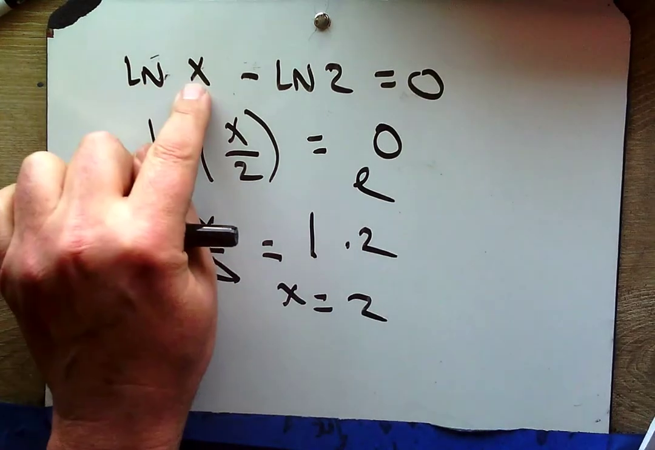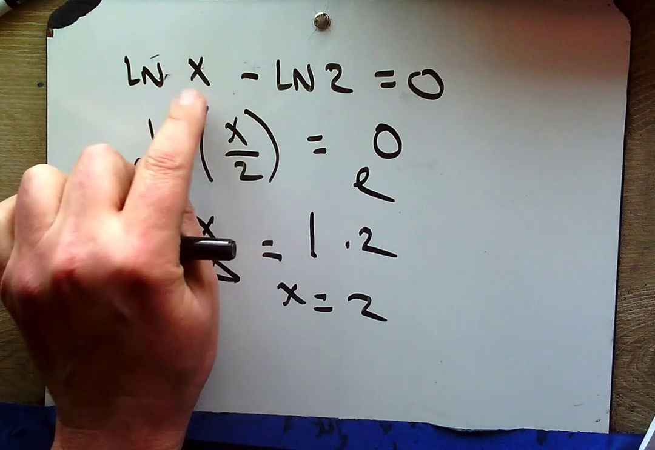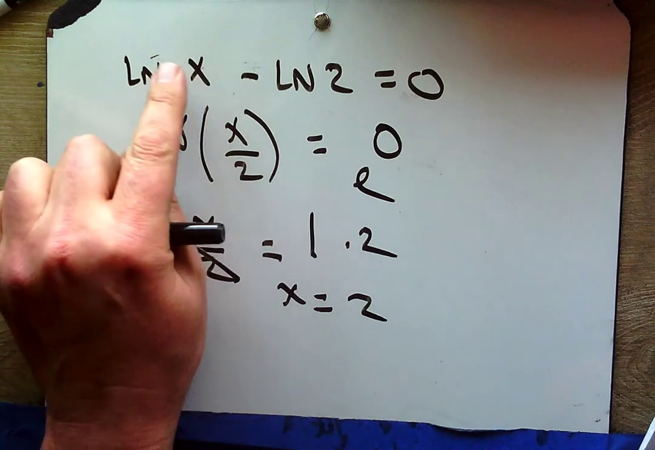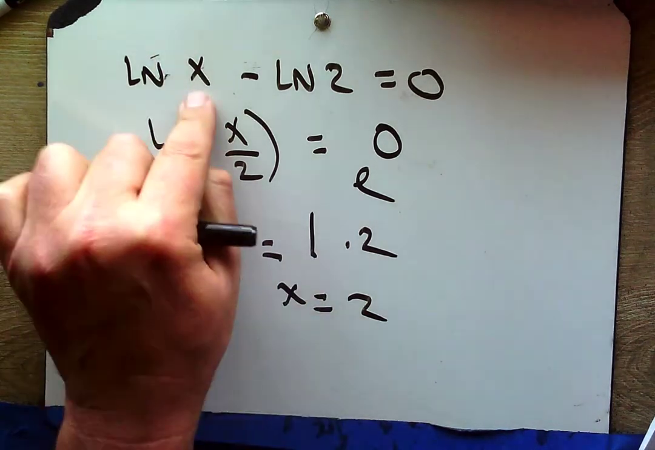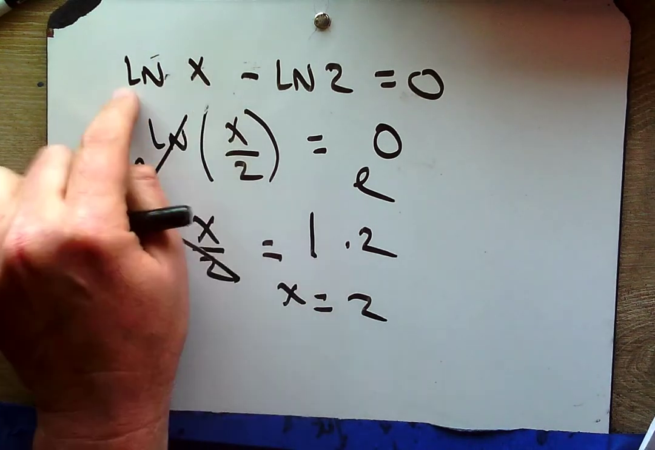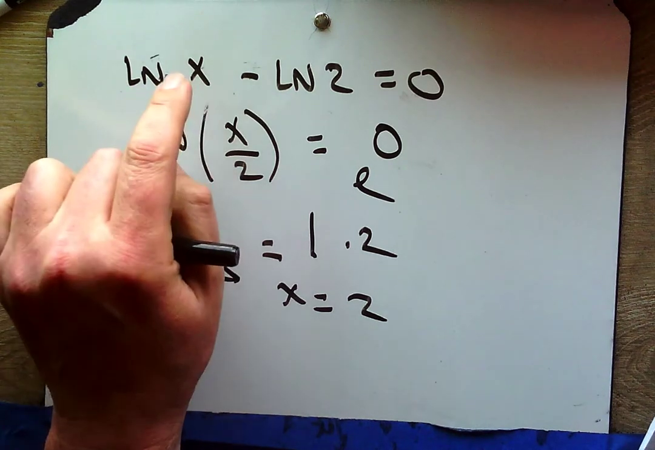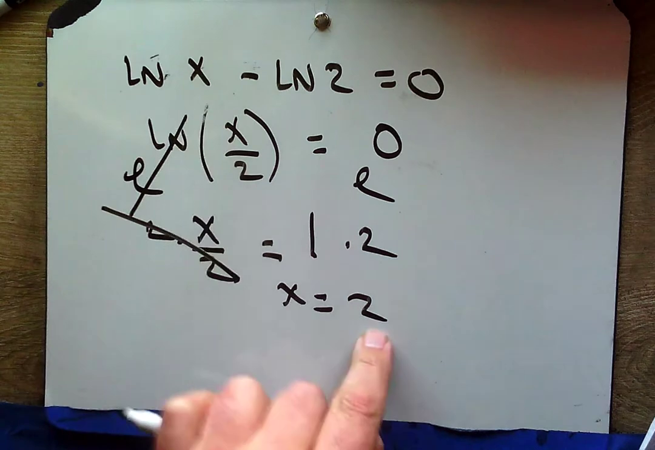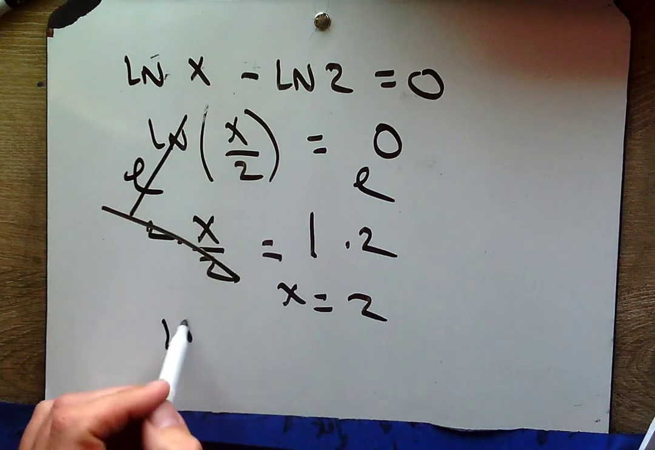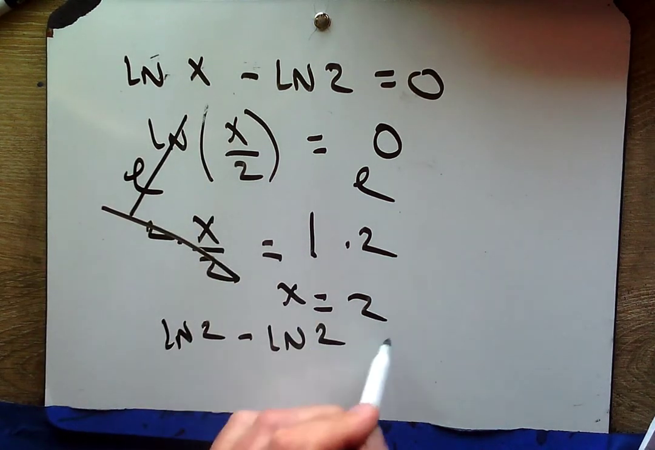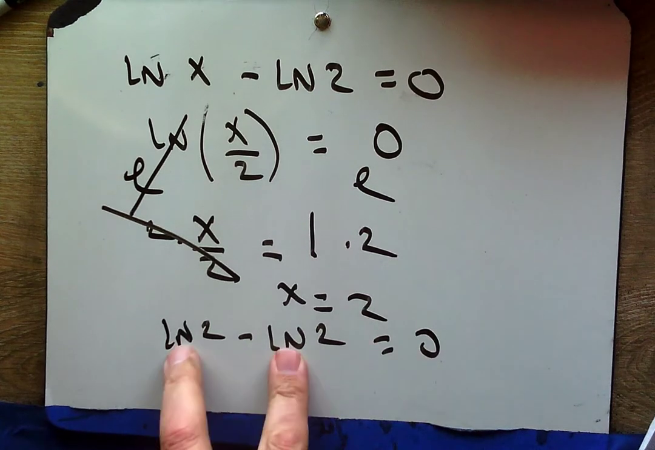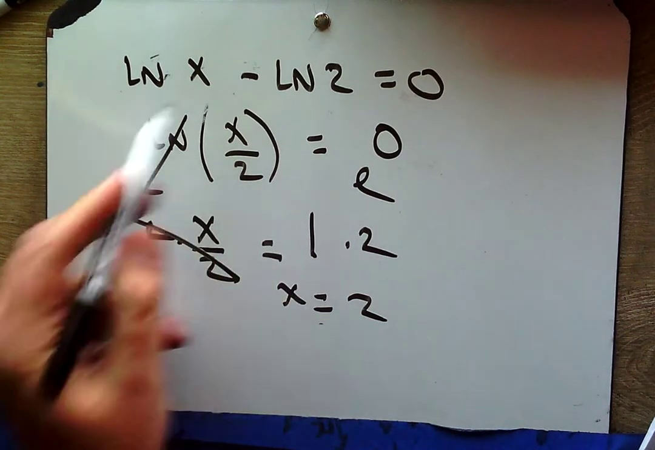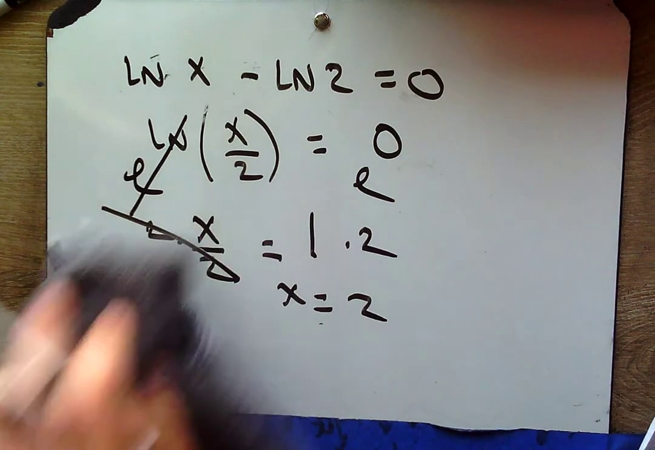Remember, since logs have restricted domains, i.e. I can't take the log of 0 or the log of a negative, I want to make sure that when I plug this back in, I'm not asking ln to take the ln of a negative number or of 0. But when I do plug that 2 in, I get ln of 2 minus ln of 2, and that's supposed to be 0. Sure, that's 0. Yeah, I like it. So there's one approach where we condense first.